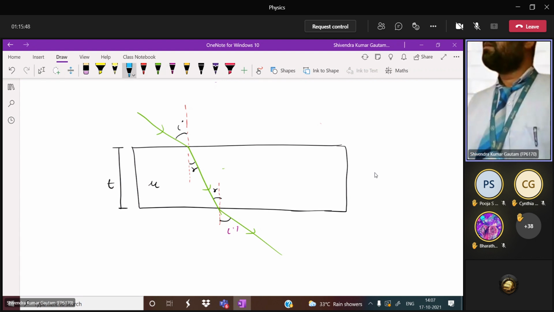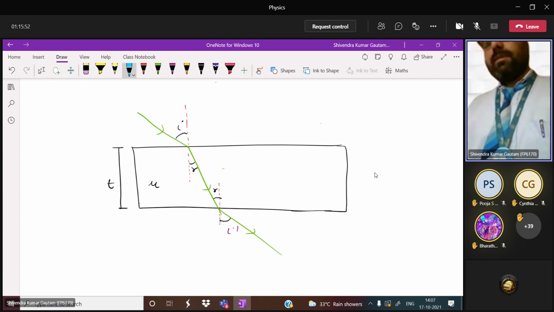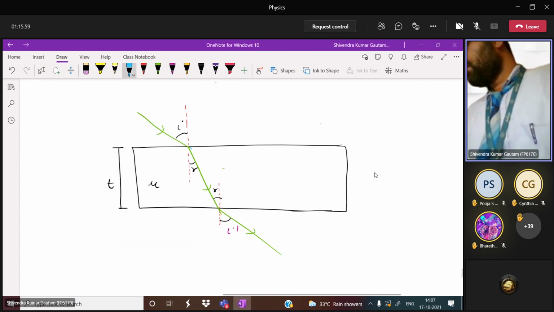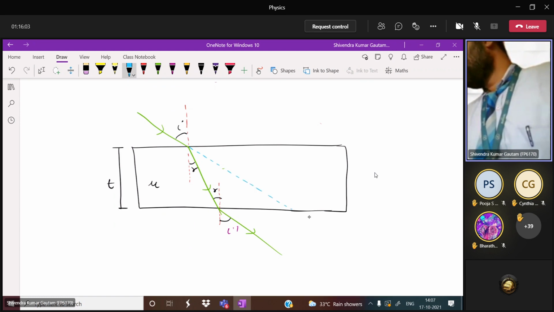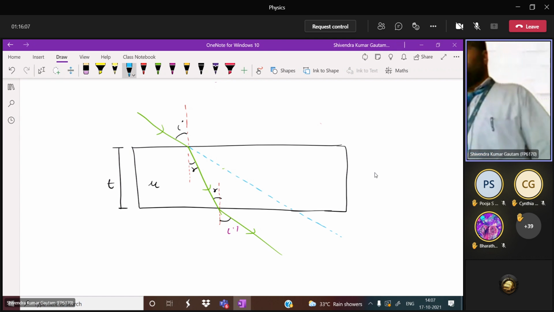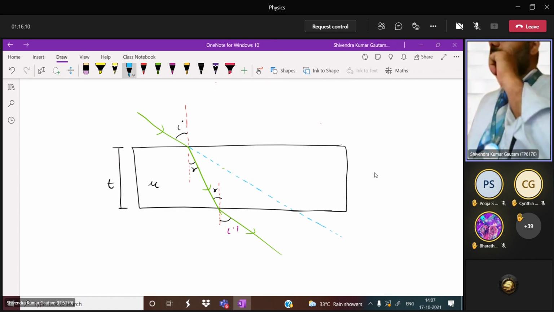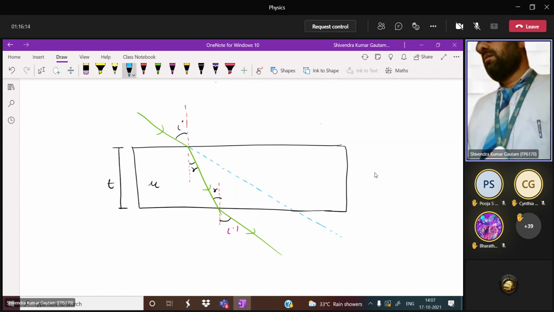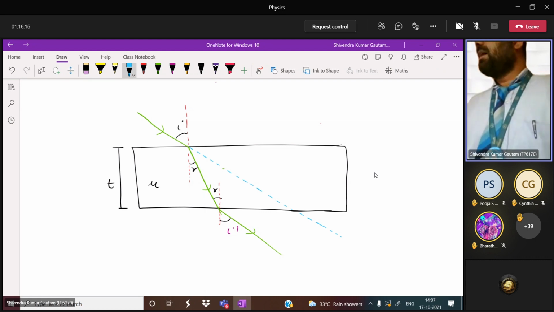Now you tell me, if the slab is not present, how will the ray go? If the slab is not present, the ray will follow the original path. Means the ray will go like this. Now see, because of the slab, two-point refraction takes place. This path is shifted. The actual path is this dotted line, but the emergent path is what?